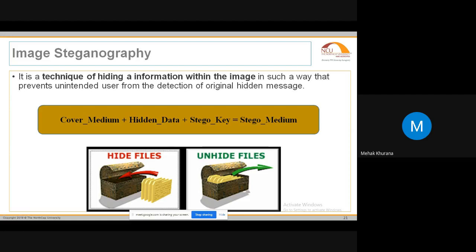So the formula that we are going to use here is the cover medium, that is the image here, or you can take some other medium. It can be text, video, or audio. But here we are talking about image. So the cover medium here is my image. Then I have the hidden data, and then I have the Stego key. The Stego key is optional. It's not necessary that in each algorithm I'm going to use the Stego key. The Stego key is basically the key that is decided between the sender and the receiver, and it can be sent in between, or it is possible that we might not use this key to send the message.